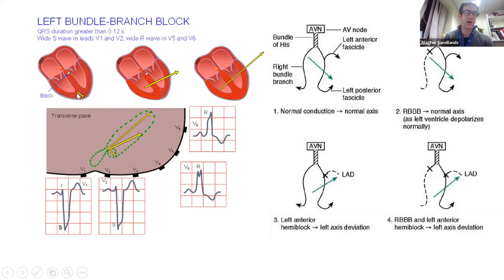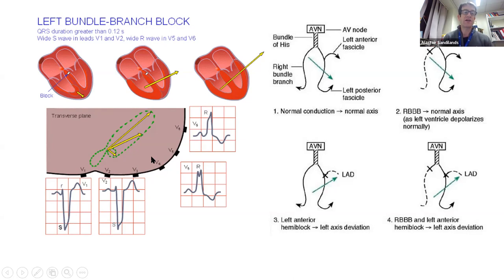The first thing to depolarize is the muscle at the apex of the right ventricle. So leads V1 and V2, which are probably positioned here, are going to be very negative. That initial wave of depolarization is very negative, going away. Then we have a medium-sized depolarization as the right ventricle becomes fully depolarized and starts to travel across to the left. It's the only way it can get there, via the myocardium, because the left bundle does not work.